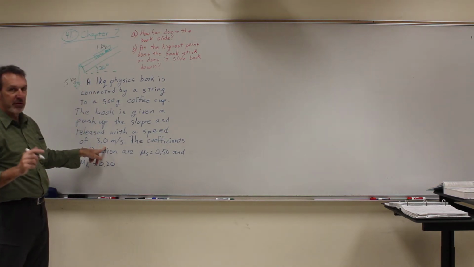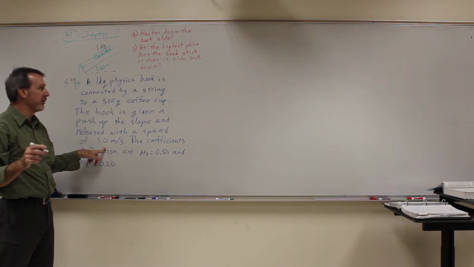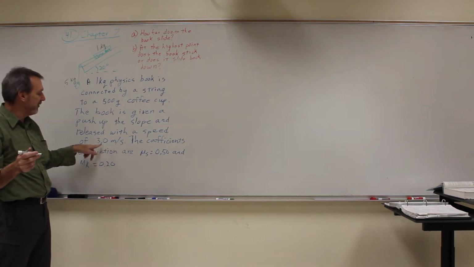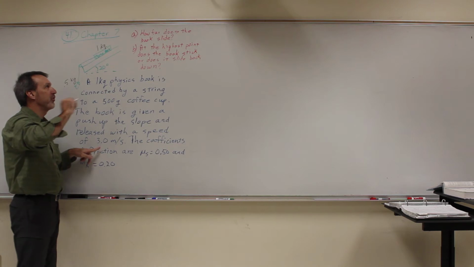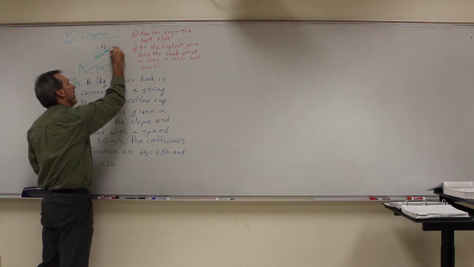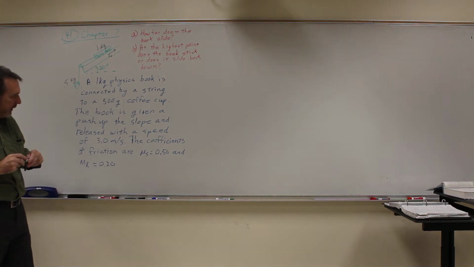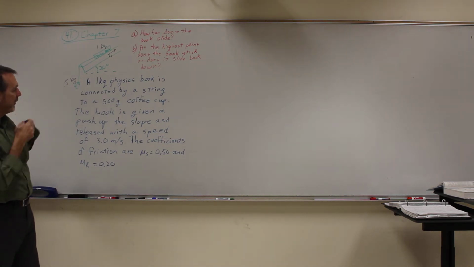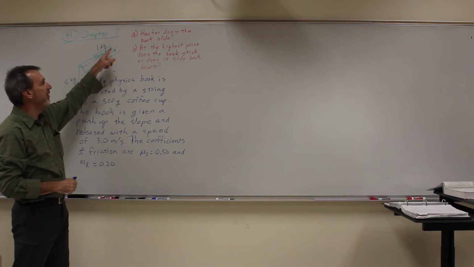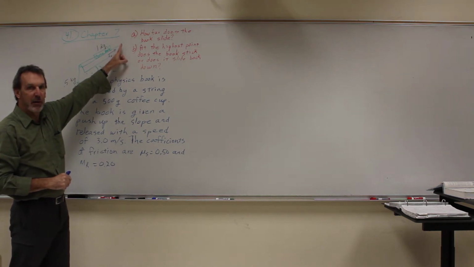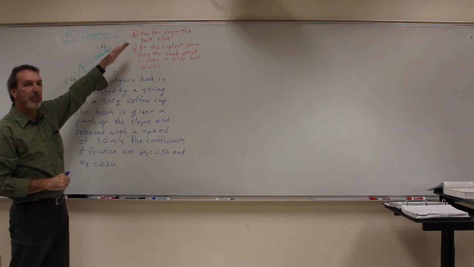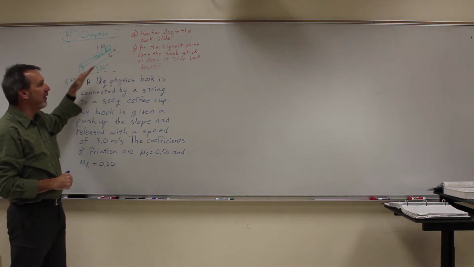But what happens is, usually we don't start this way. Usually we start and we see what happens. But somebody's going to give the physics book a push up. So it has an initial velocity going up the inclined plane. We want to know then, part A, how far does the book slide up the thing before it stops? And then when it gets to the top part, does it slide back down or does it stay there?